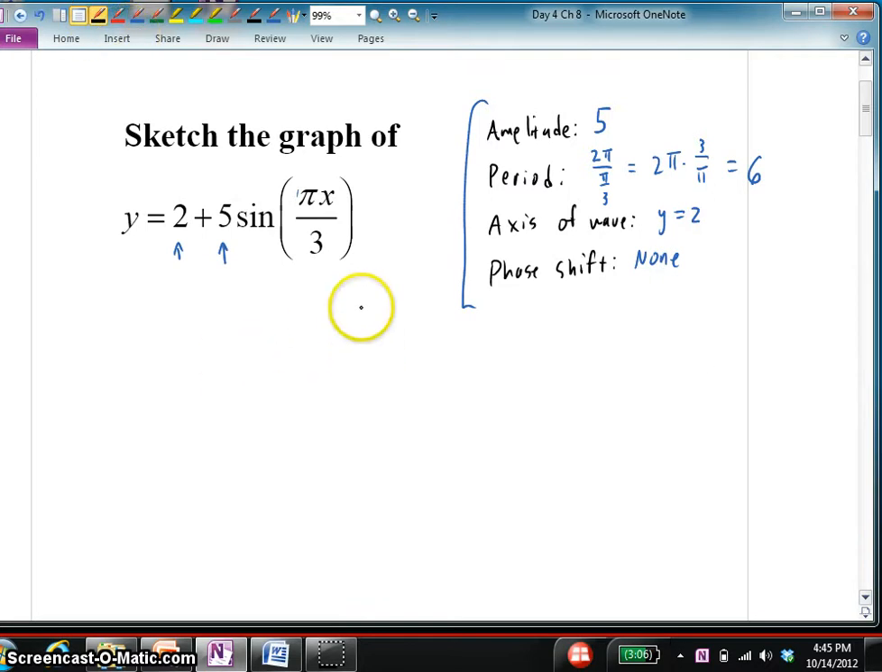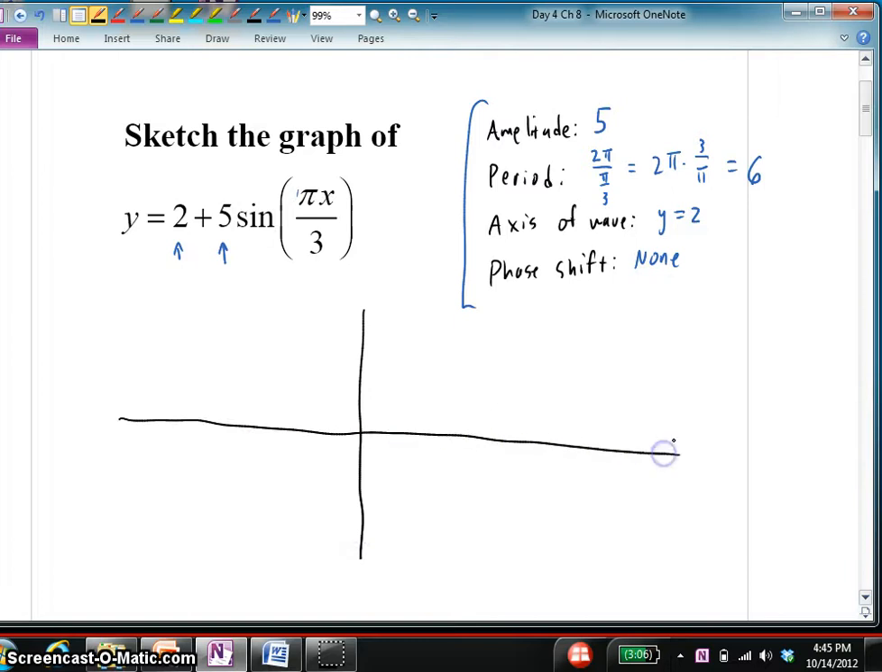Alright, so now I'm going to set up a scale and I'm going to graph this thing. It's pretty simple to do. I can see that I need to go as high as 7 on the y-axis, and I need to go as low as -3 on the y-axis. So this is -3. This is 7. The axis of wave is at y equals 2. So I'm just going to draw that in here. That's sort of the middle line of this graph.